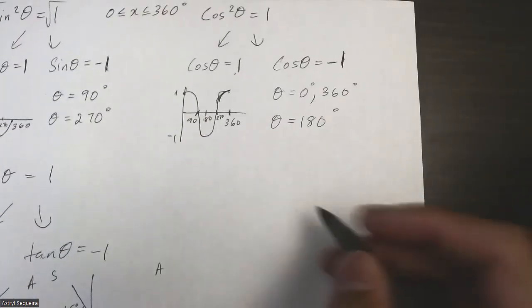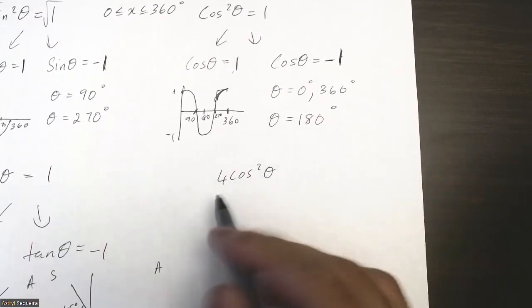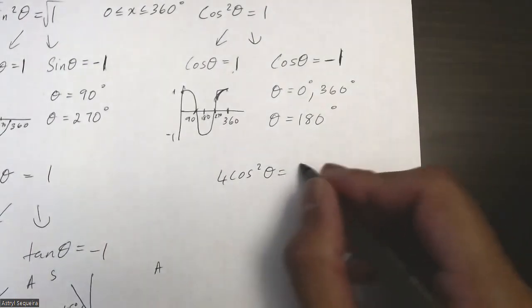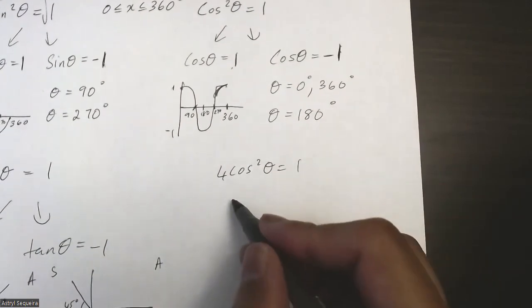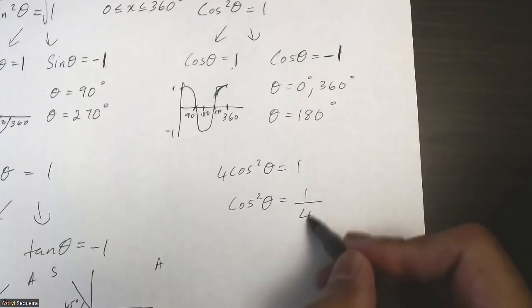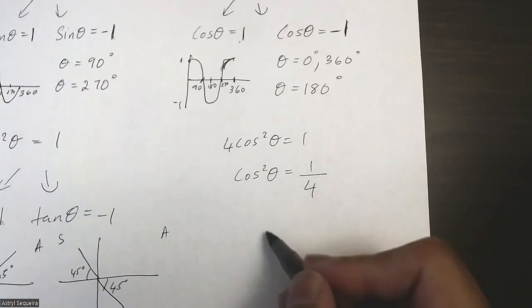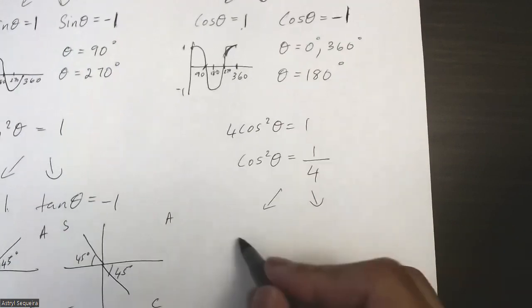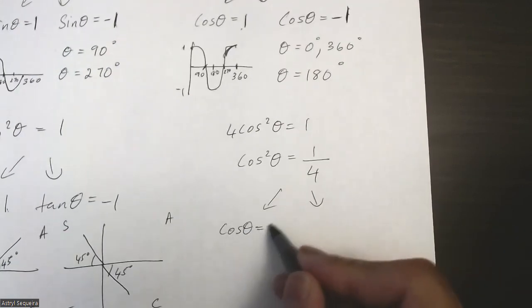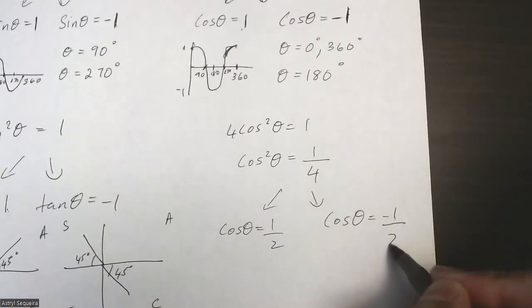Fourth question is just slightly more difficult, but pretty much the same idea. 4 cos square theta equals 1. So you just want to start by dividing the 4 on the other side. And then you want to basically square root both sides and split it into two equations. Cos theta equals 1 over 2. Cos theta equals negative 1 over 2.